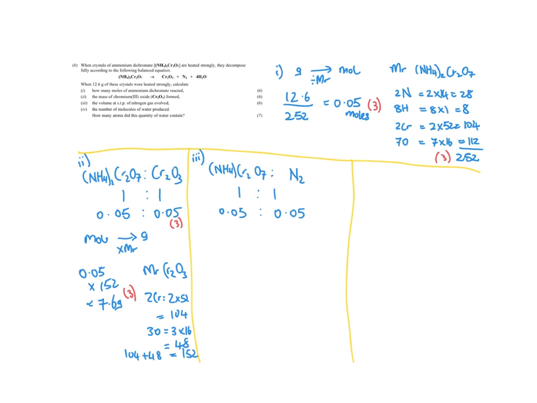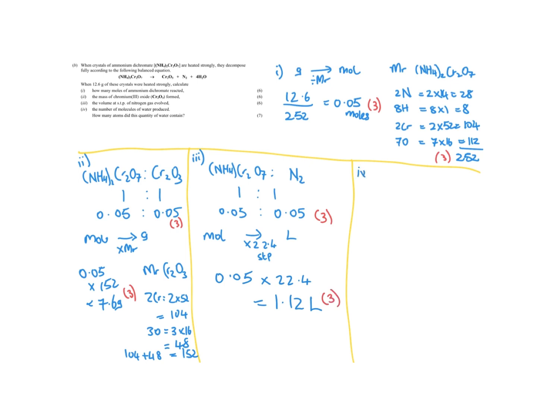Now, because it says at STP, we can use our knowledge from our moles flowchart that we've previously covered. So I know to go from moles to litres that I multiply by 22.4 when it is at STP. And this is at STP because the question says so. So all I need to do is do my 0.05 and multiply it by 22.4. And that will give me 1.12 litres of nitrogen gas. And there are 3 marks going here for your ratio and 3 marks again for your final answer.